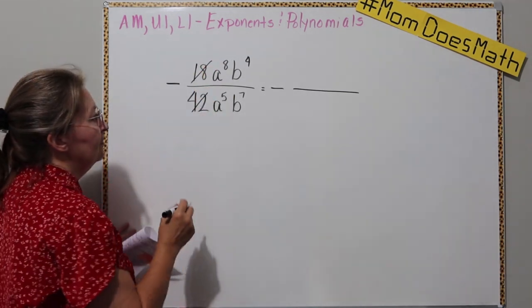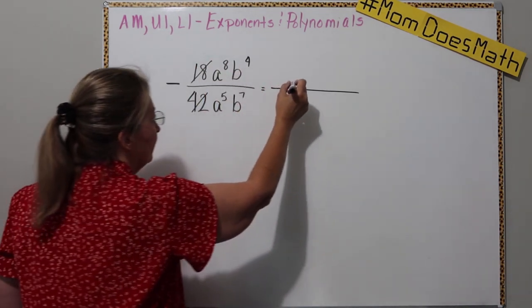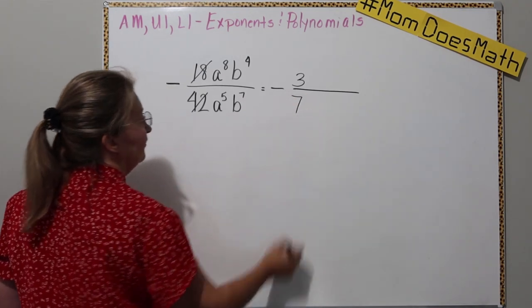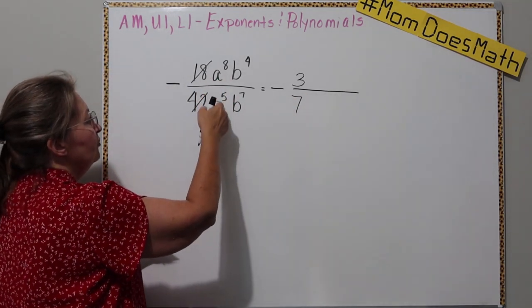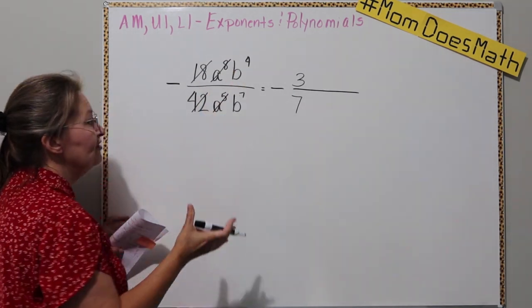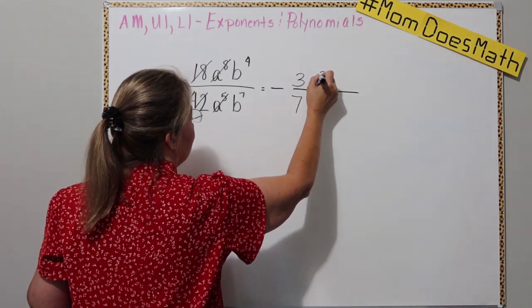6 will go into both of these. So if I divide both numbers by 6, 18 divided by 6 is 3, 42 divided by 6 is 7. Now here I have matching bases with exponents, so we're going to subtract. 8 minus 5 is 3, and I'm going to put it where the largest exponent is.